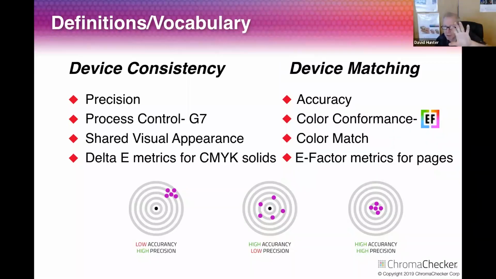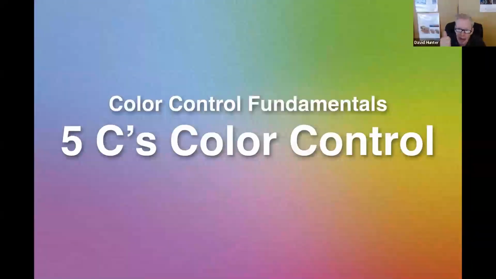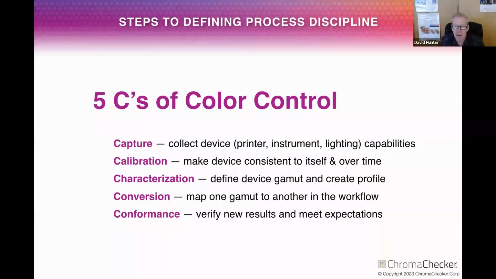And if you're going to use the 5 C's of color management, you will get the diagram on the right. You can't shortchange any of the C's. You need all 5 C's if you want both high precision and high accuracy. And that's what we're going to be talking about over the next couple months with this series of seminars. So when we talk about the 5 C's, the first C is all about capturing the data.